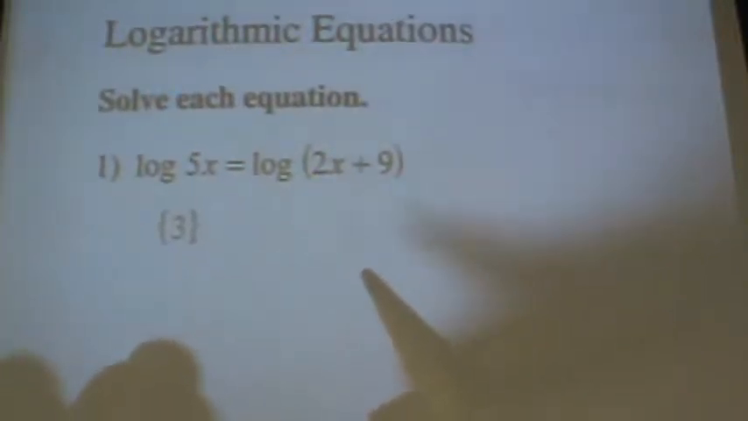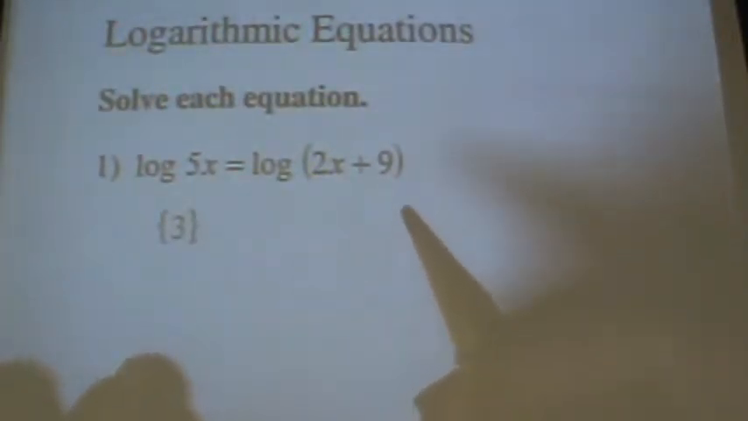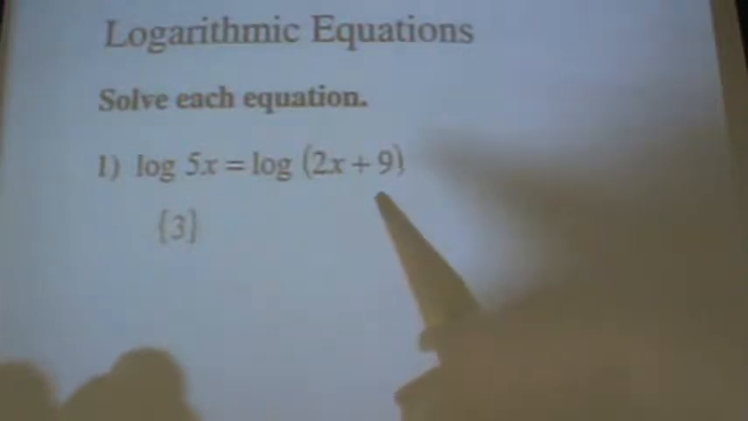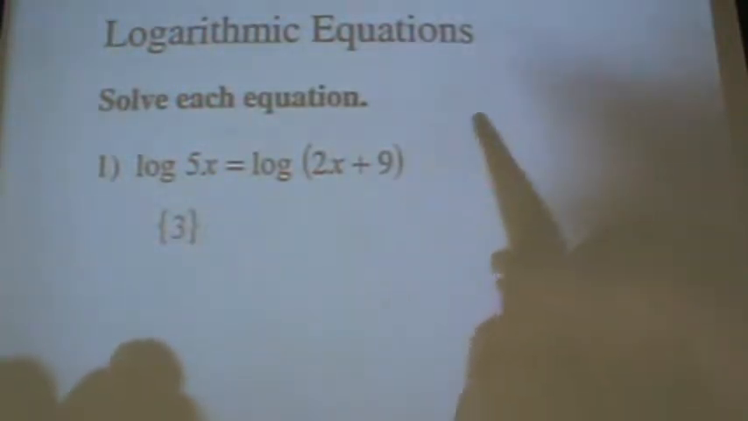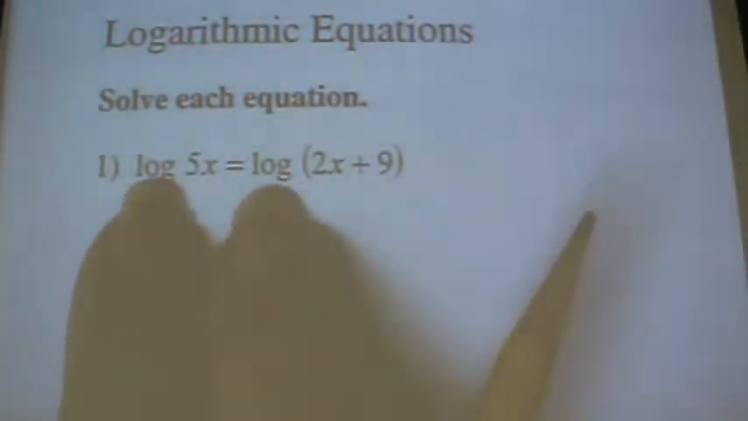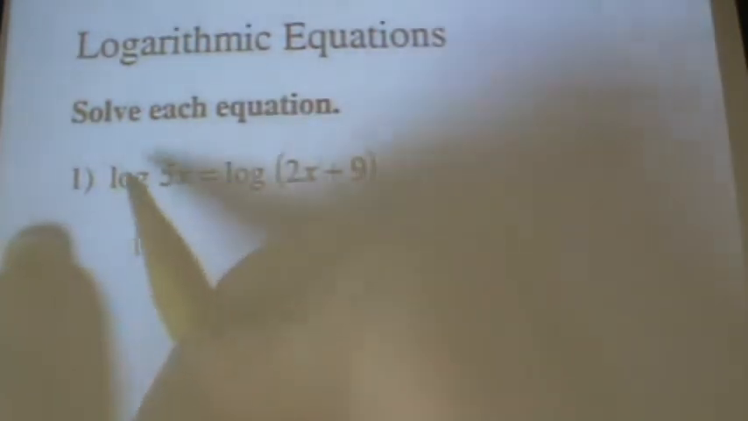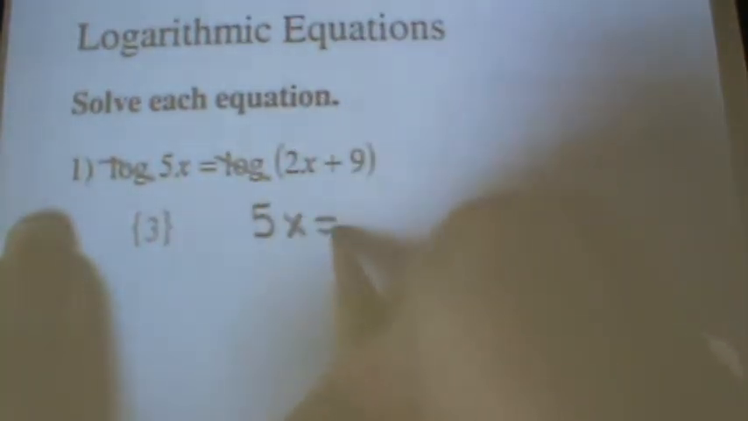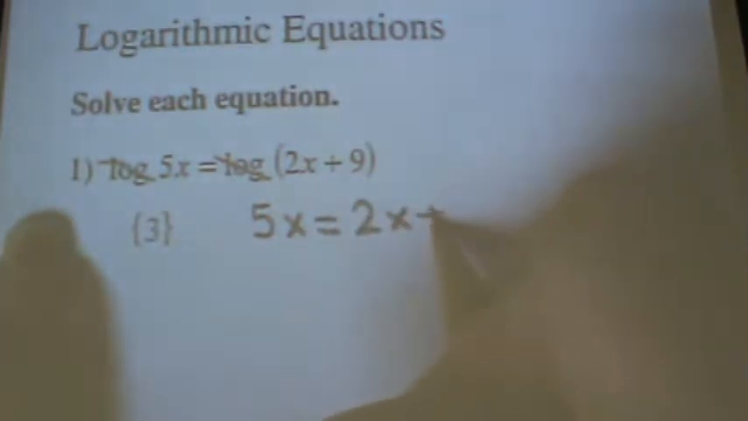All right, now we're continuing to do the log equations. There's 3 different ways that you can solve these. The first method is if you have the log on both sides, and the bases have to be the same, and they are base 10. You can cross these out and simply write the equation 5x equals 2x plus 9.